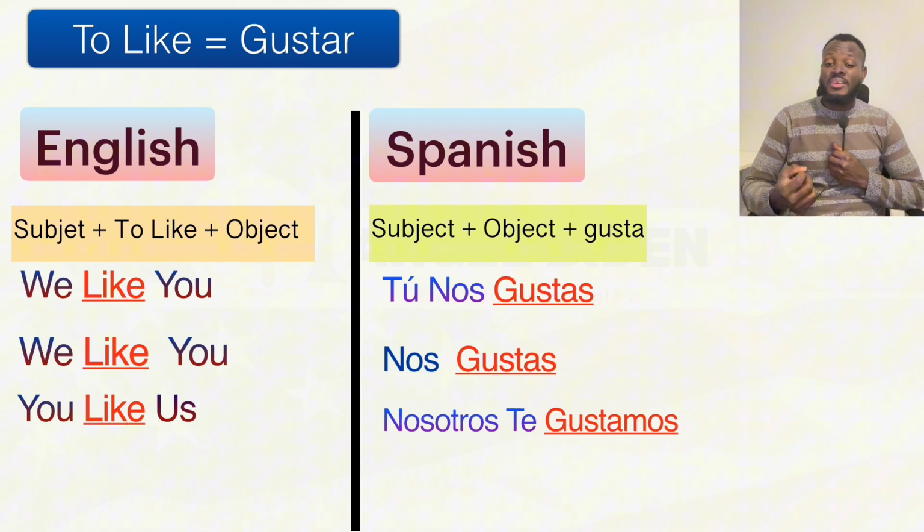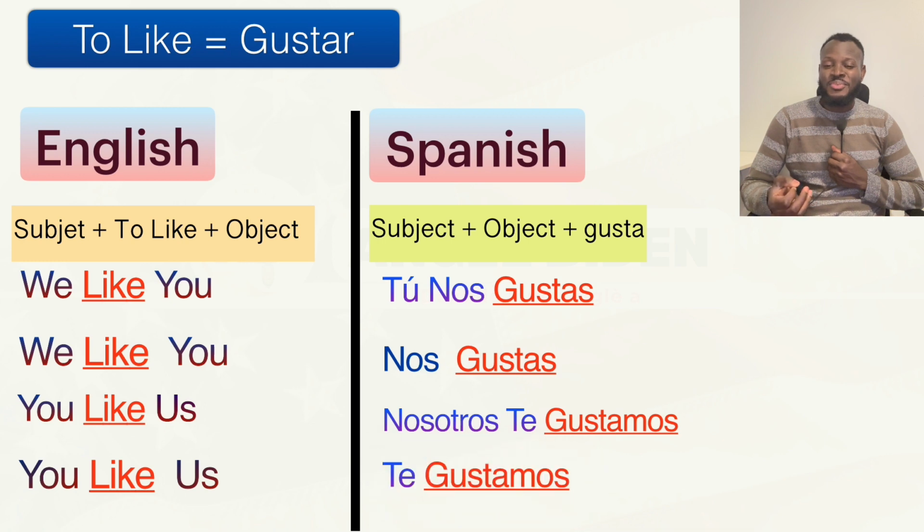Now, it's time to drop nosotros. That's just too much for us. Okay? We just drop nosotros, and we're going to be left with just te gustamos to make it easier to pronounce. Te gustamos. That's correct. Let's review now.